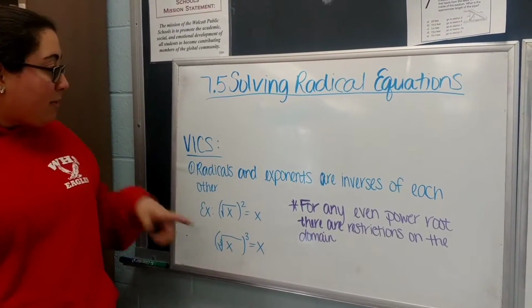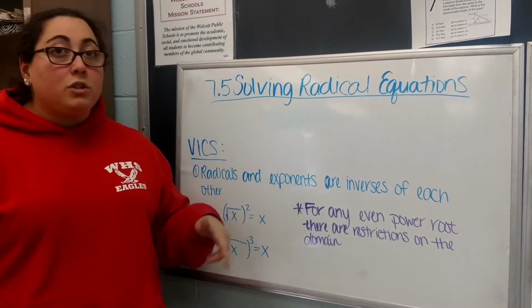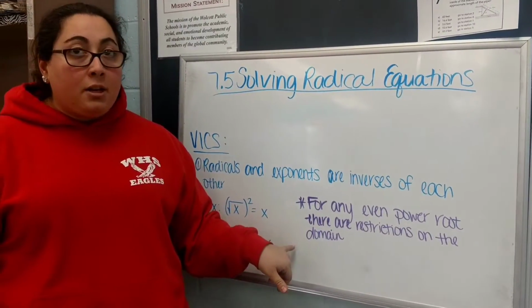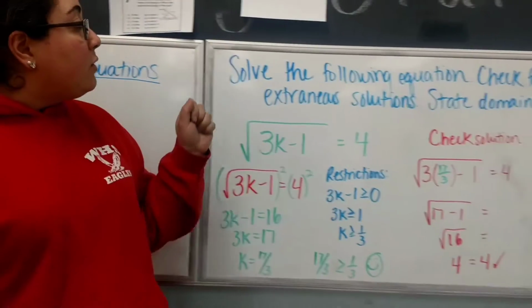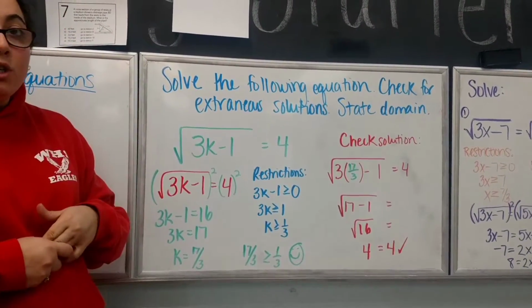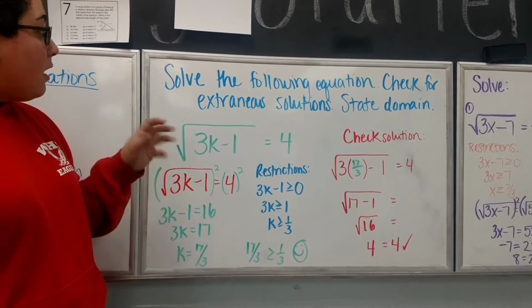So we also need to remember that for any even power root, so a square root, a fourth root, a sixth root, there are restrictions on the domain. So your question might say, solve the following equation, check for extraneous solutions, and state the domain.